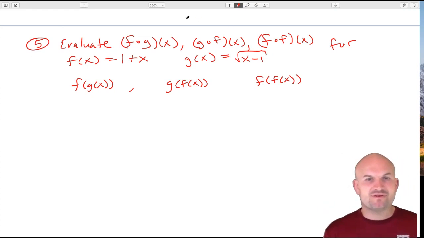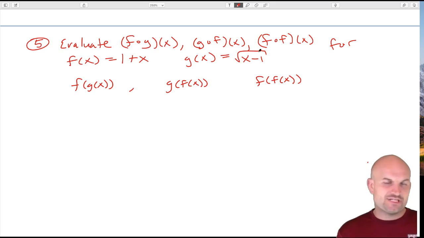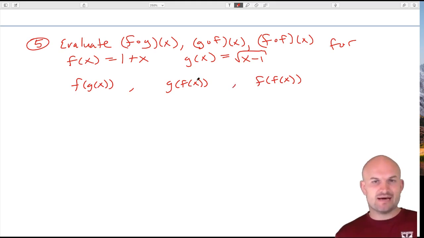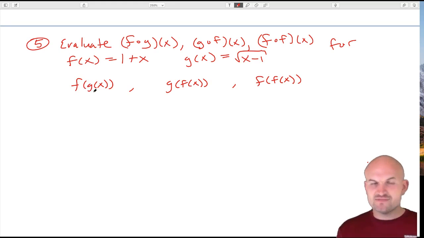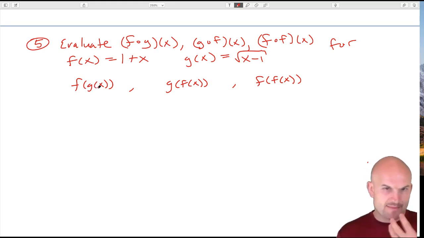I do sometimes like actually writing this. It is a little bit easier to write it and then not miss some parentheses. But as far as understanding what you're supposed to be doing, obviously the composition like this is going to be the preferred method. So when you write it like this, it's basically saying just take the g of x function and plug it into the f of x function, right?